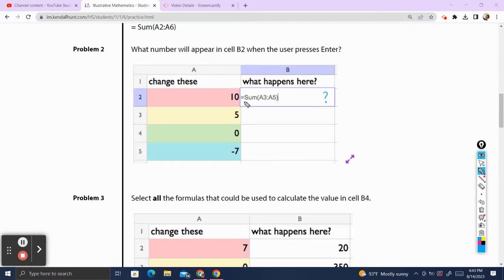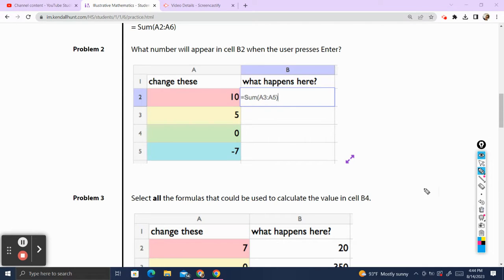Well, this says it is equal to the sum of A3 to A5, which means it's going to be the sum of A3, A4, and A5. It's all of the values. So A3 is 5, plus A4 is 0, plus A5 is negative 7. 5 plus 0 is 5, plus negative 7 gets me negative 2. So negative 2 would be my answer.